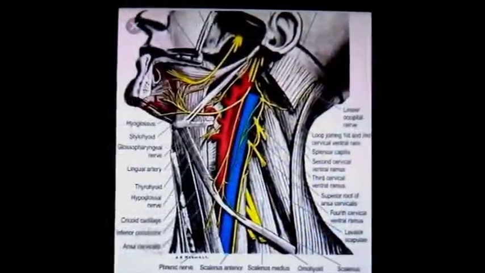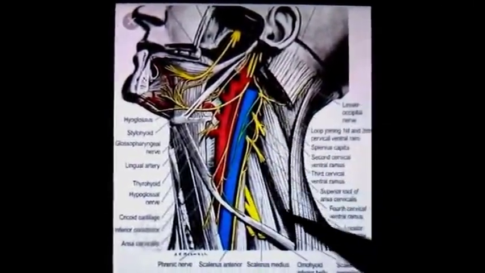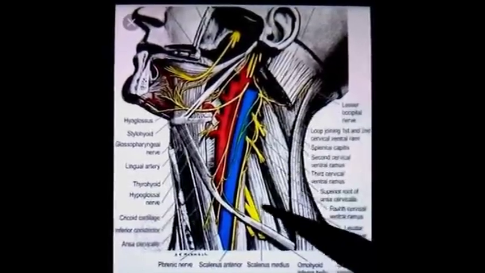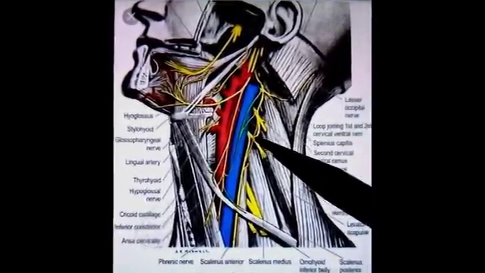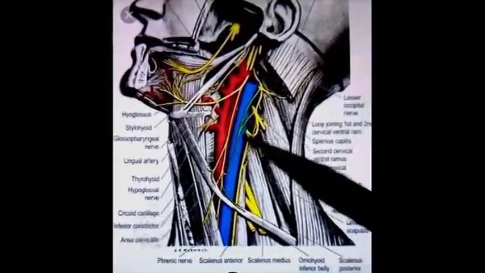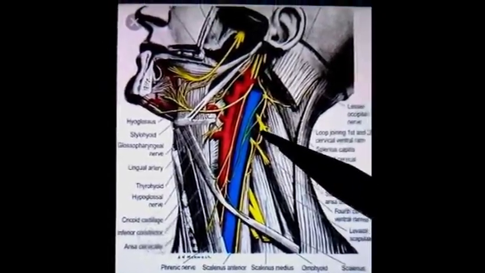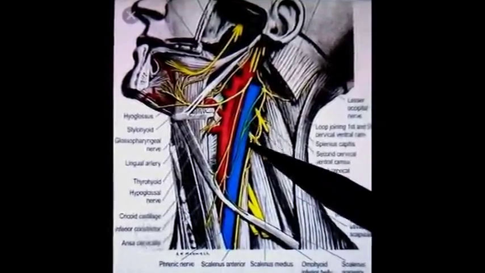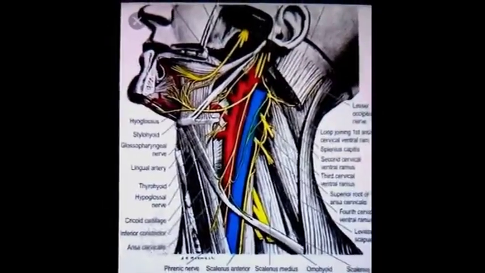Position of cervical plexus. Cervical plexus is located in the posterior triangle of neck. So this is the area of posterior triangle, and here we can see this is the cervical plexus which is forming. It is present halfway up the sternocleidomastoid muscle. It is present within the prevertebral layer of deep cervical fascia.